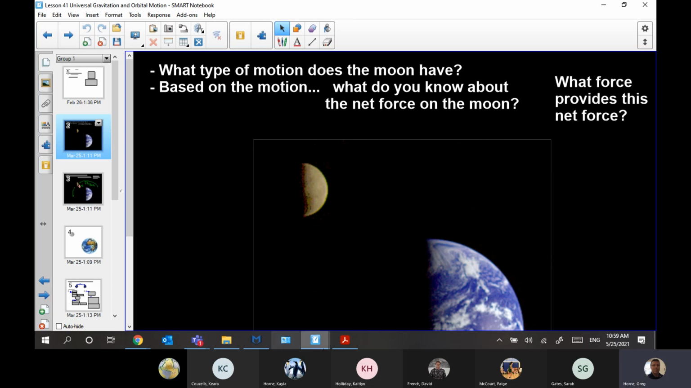So the moon's in uniform circular motion. So maybe the first thing you might say is it must have a centripetal force on it. What force provides that net force? The way we're framing this right now gives you a better idea of what they talk about when they mention the idea of Newton and the apple falling on his head and so on, right? What Newton realized is this: what provides that centripetal force, obviously, I'm hoping everybody gets that it's gravity, right?